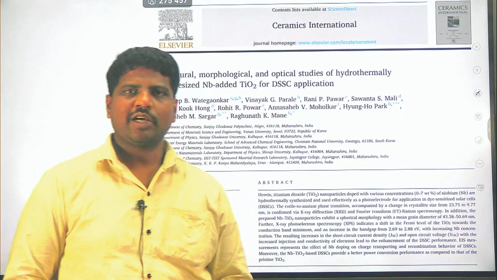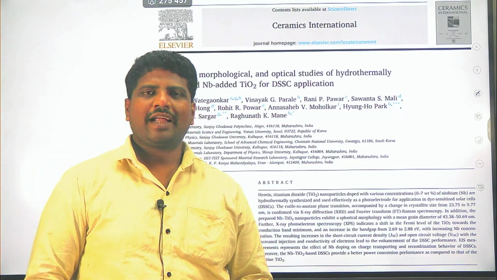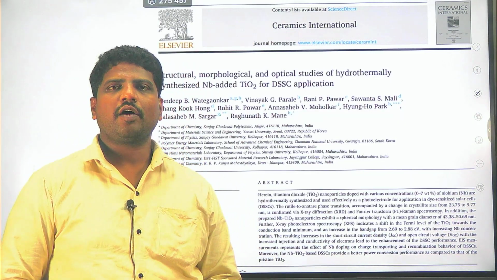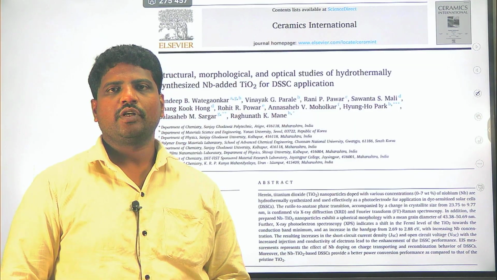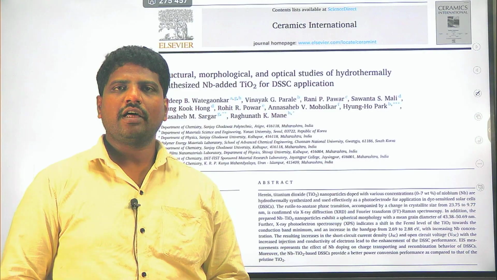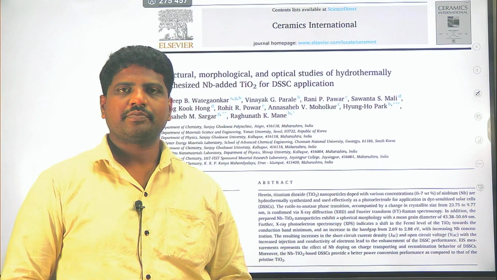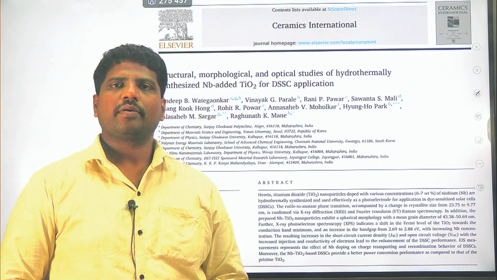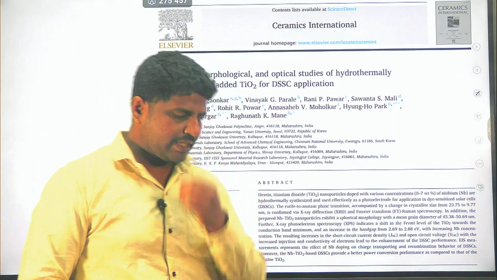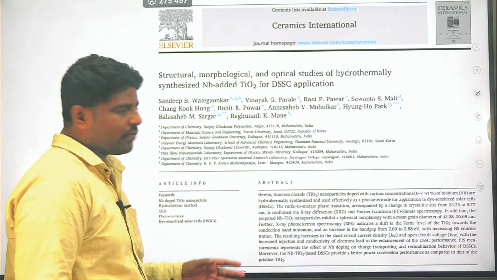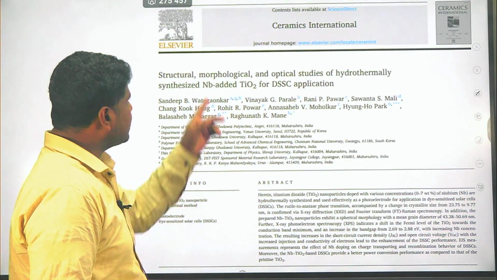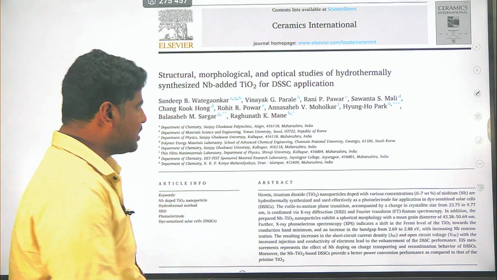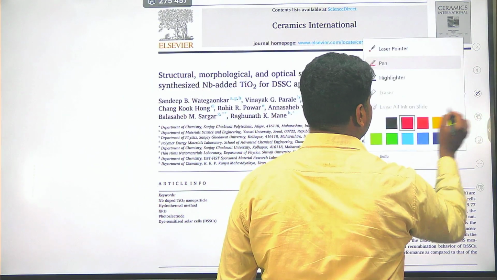Friends, in the last lecture we studied how to write a research article, and there we studied one single point, that is the title and the affiliation. So in this lecture, we will learn how to write the abstract and the keywords for the research article. Let us see. I have taken the example of a previous paper which I have published in Ceramics International. Let us see the abstract.